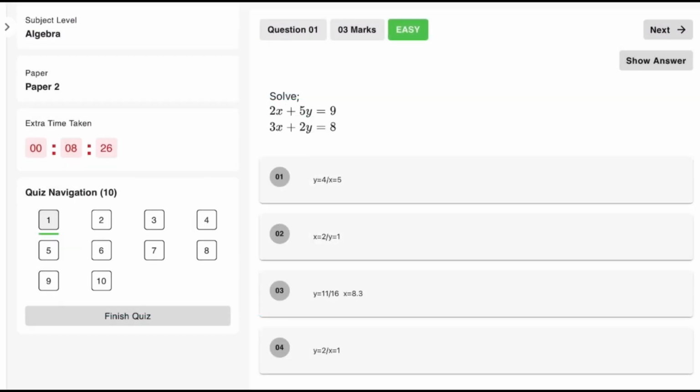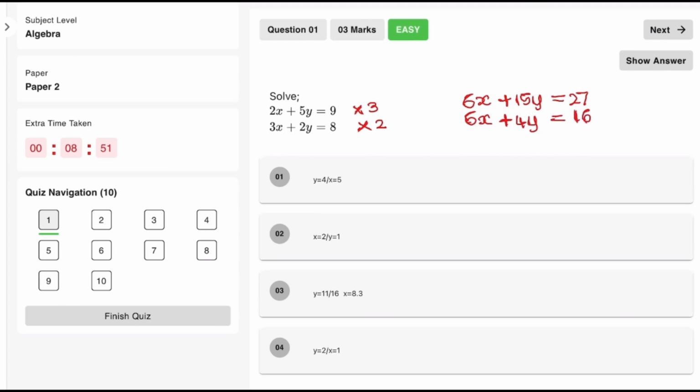Alright, so we're going to finish off with some questions. So to begin with, for these two expressions, I'm going to multiply the first expression by 3 and the second expression by 2. This will make sure that both my expressions will have 6x in them, and this will become 15y is equal to 27, and this will become 4y is equal to 16.